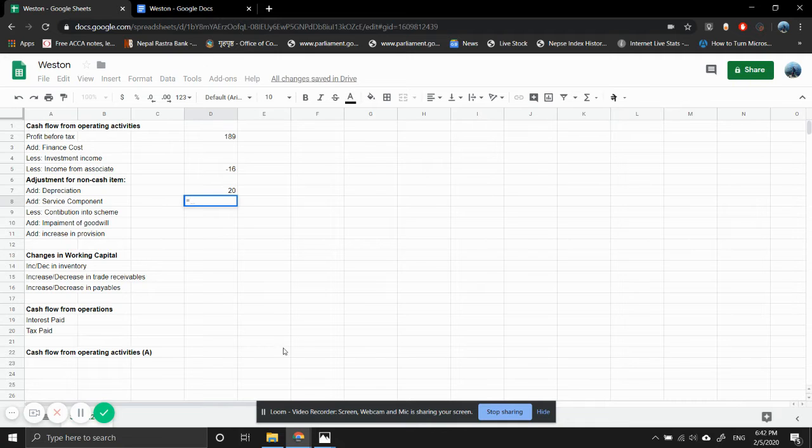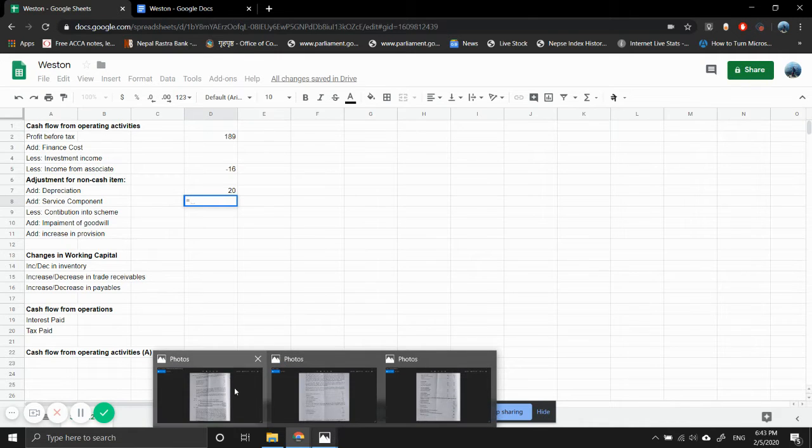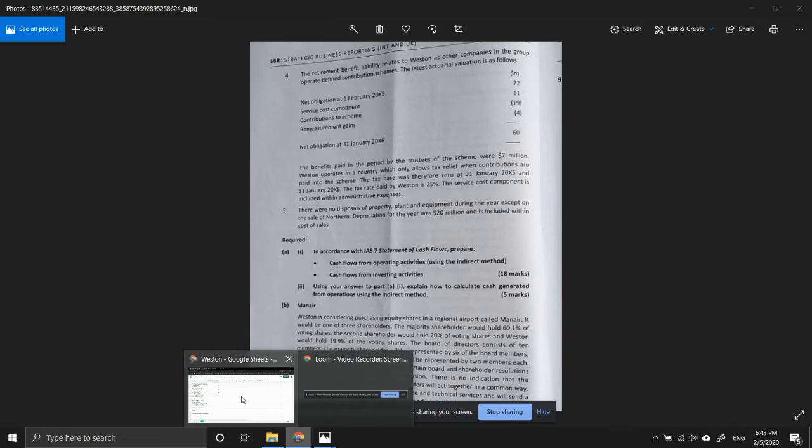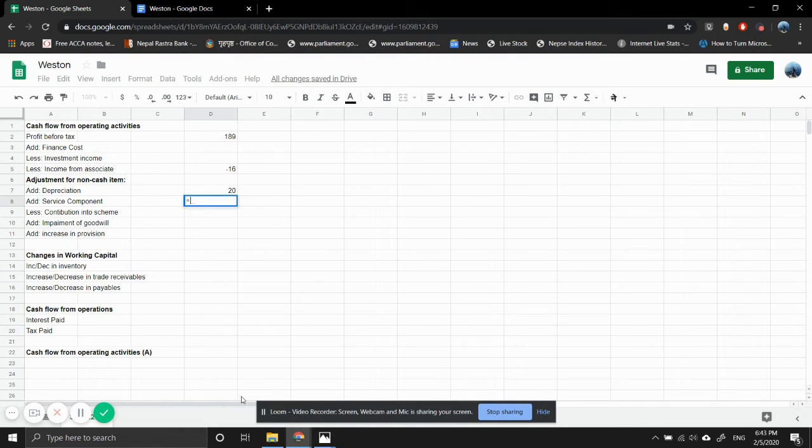So what's our service component? 11, 19. 11, right? So this was deducted, that means it will be added back. In case of contribution into the scheme, it will be minus 19. So it's a cash outflow from the company. Impairment of goodwill. Okay, so working note.